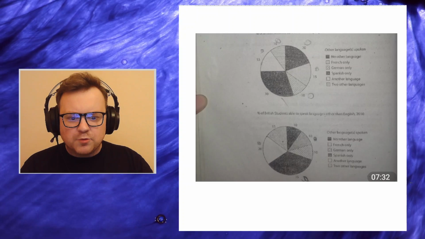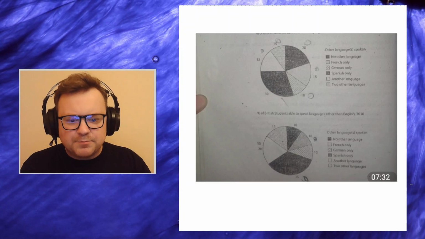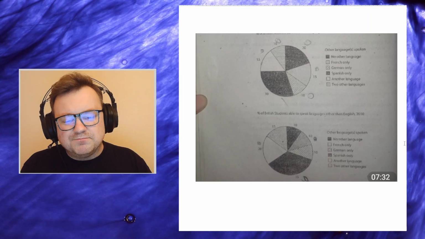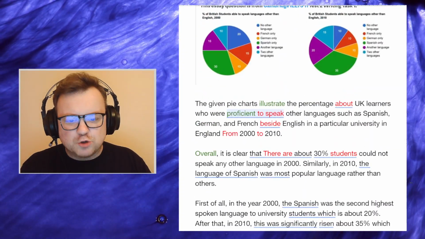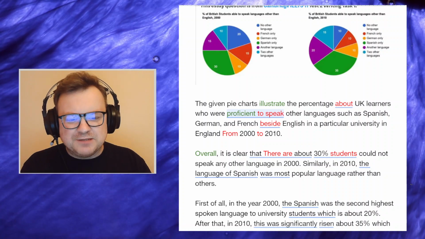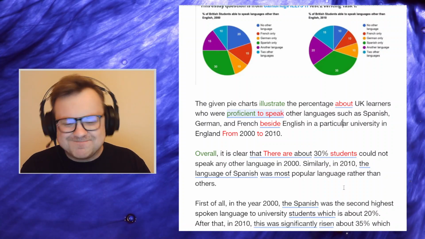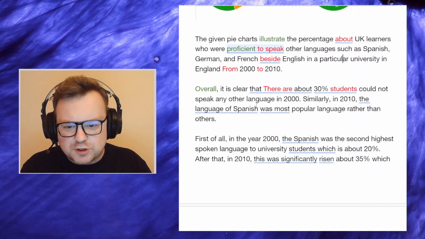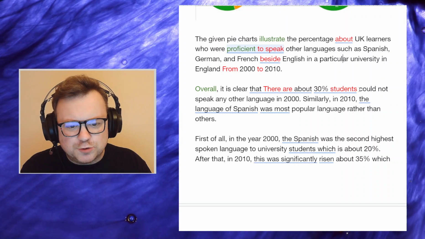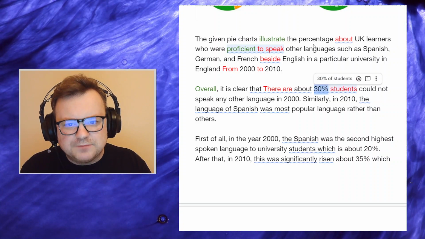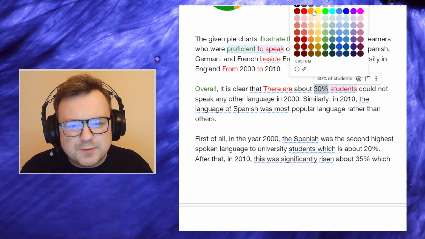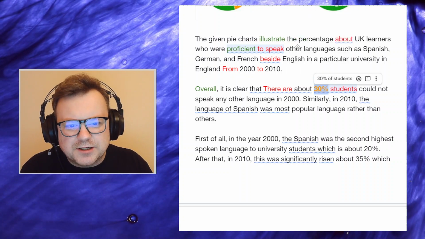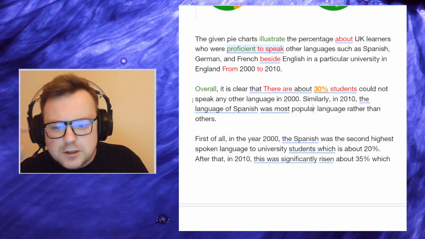I'll send you a part one with very, very clear bits of information. But I can only measure your writing as you send it to me. So, yeah, it's unfortunate, but okay. 30% of students could not speak any other language, so this just isn't true. This 30% number, we have to make that bold and underline it. It's just not true information.